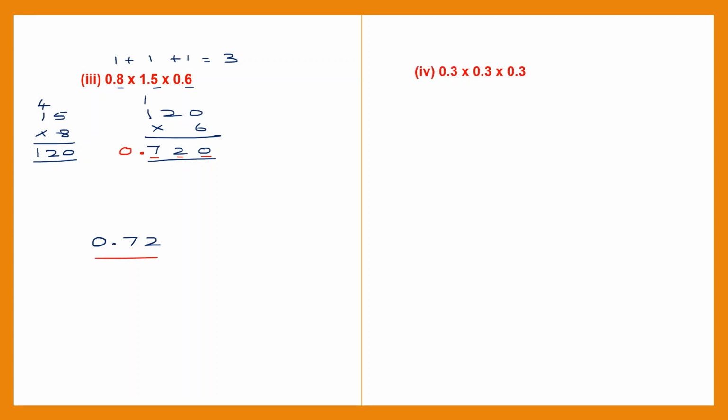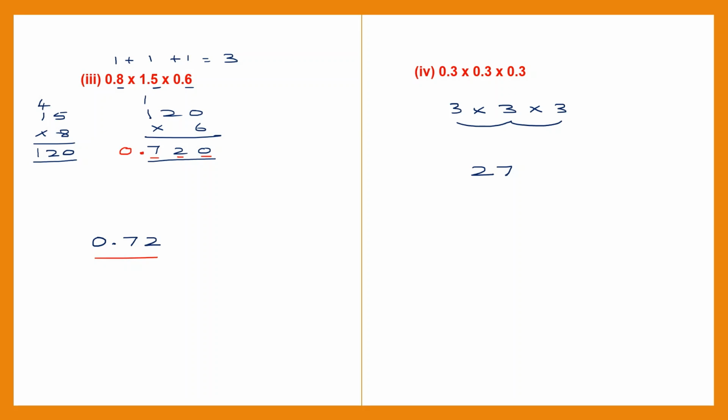Next one, we have 0.3 into 0.3 into 0.3. Now, if you ignore the point, what does it become? 3 into 3 into 3. Now, we can easily multiply this, isn't it? 3 3s are 9, 9 3s are 27.